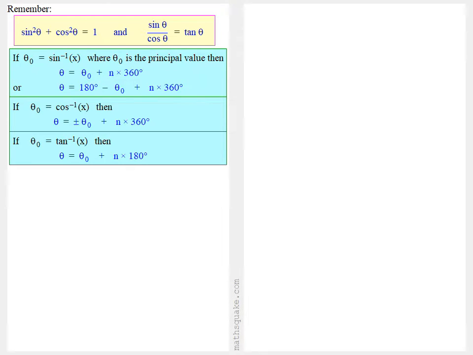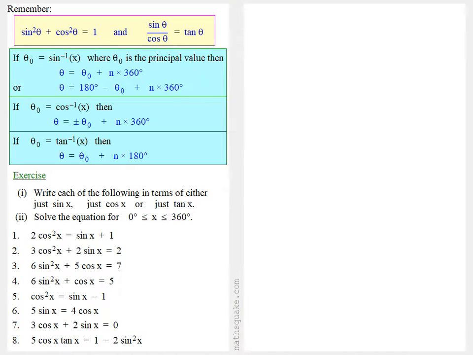Also, if theta naught is the principal value of the inverse sine, then the general solution theta is equal to theta naught plus n times 360, or 180 minus theta naught plus n times 360. If theta naught is the principal value of the inverse cosine, then the general solution theta is plus or minus theta naught plus n times 360. And if theta naught is the principal value of the inverse tangent, then theta equals theta naught plus n times 180. Now the following is an exercise.